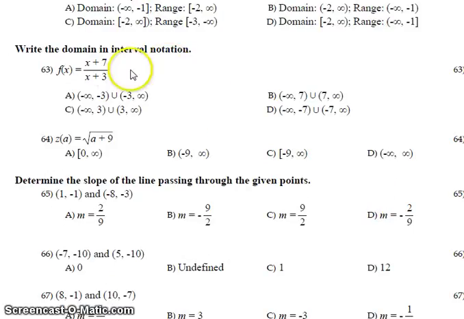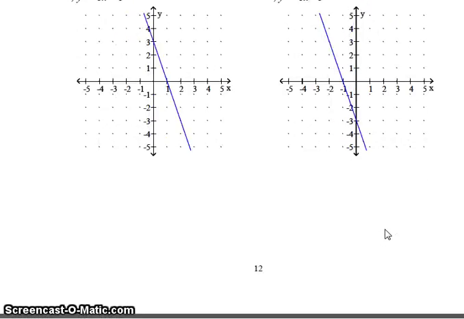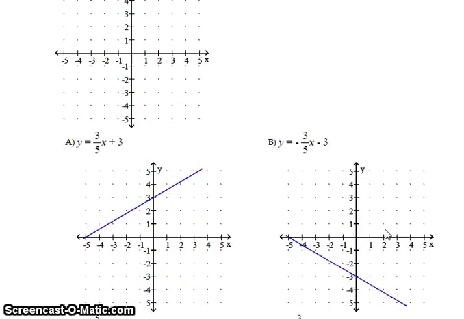Okay, a domain, remember it can't have a 0 at the bottom. Domain can have a radicand that is negative. Slope, okay, this is about lines. Don't forget the different forms of a line.